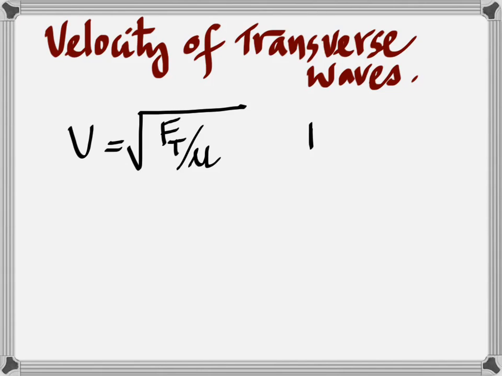All right, let's take a look at the formula. The speed is given by square root of Ft by mu. What's Ft? Ft is the tension. And normally the tension is mg, where you're talking about a mass suspended, right? So the tension is m times g. And mu is not the sound made by a cat. Mu stands for mass per unit length.